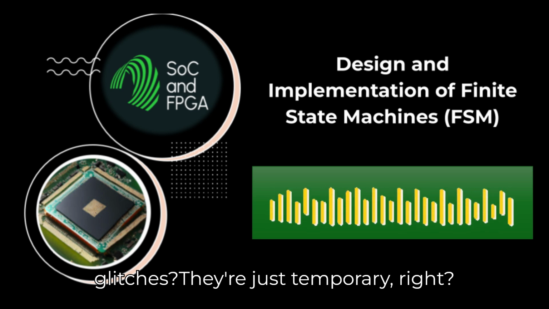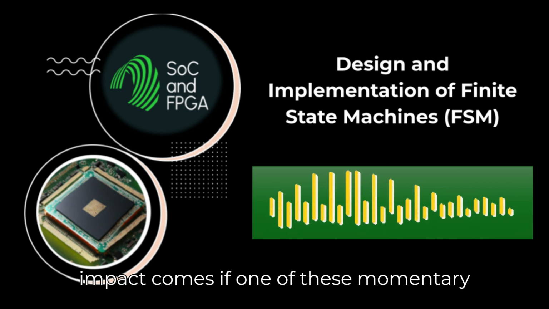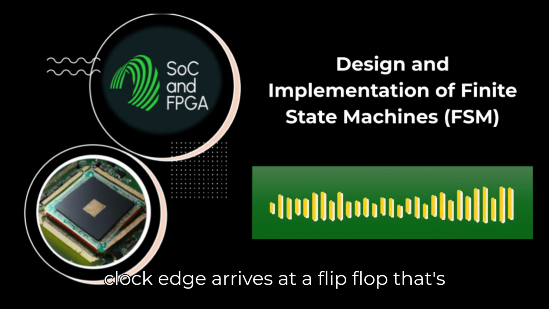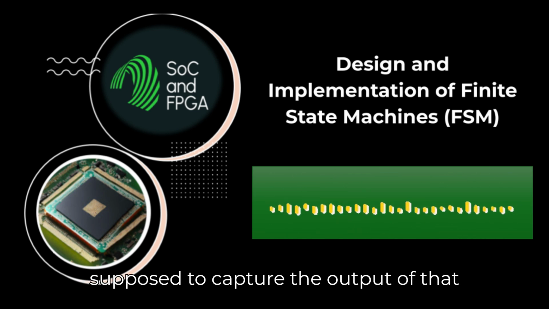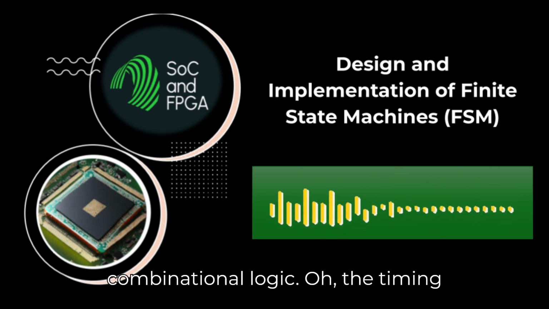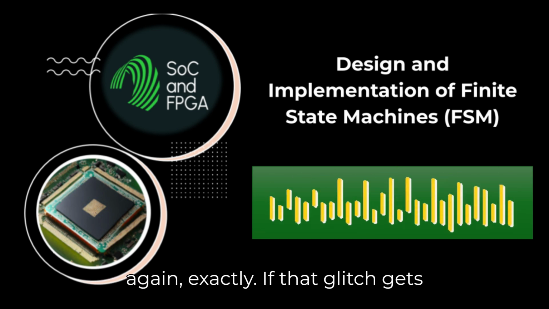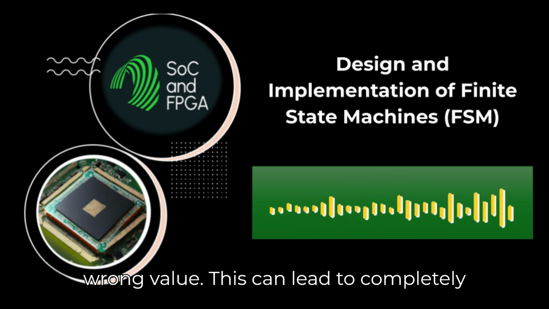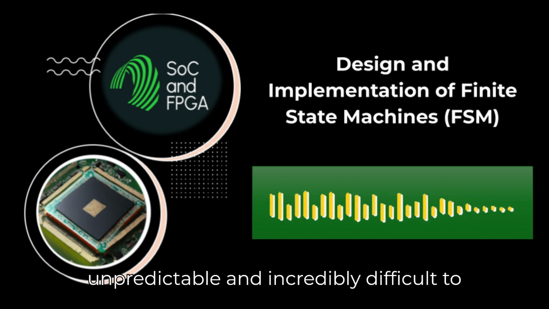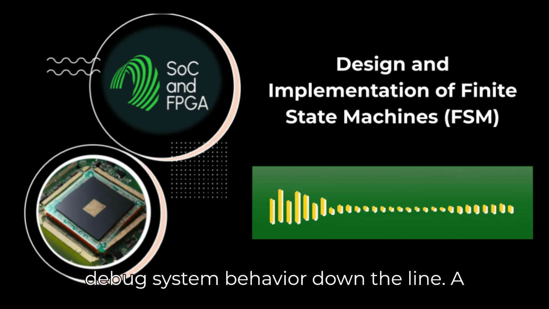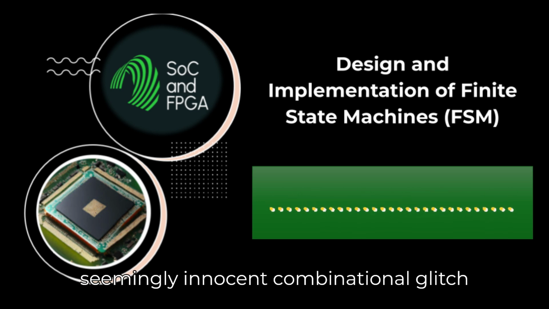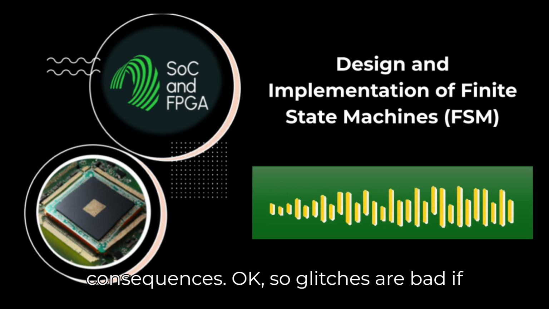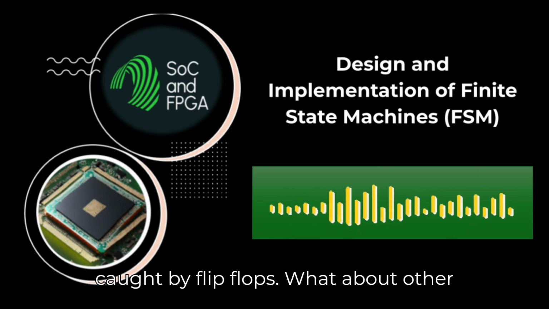They're just temporary, right? They are temporary, but the critical impact comes if one of these momentary glitches happens right around the time a clock edge arrives at a flip-flop that's supposed to capture the output of that combinational logic. The timing again. Exactly. If that glitch gets latched or captured by the sequential element, the flip-flop might store the wrong value. This can lead to completely unpredictable and incredibly difficult to debug system behavior down the line. A seemingly innocent combinational glitch can have profound sequential consequences. Okay, so glitches are bad if caught by flip-flops.